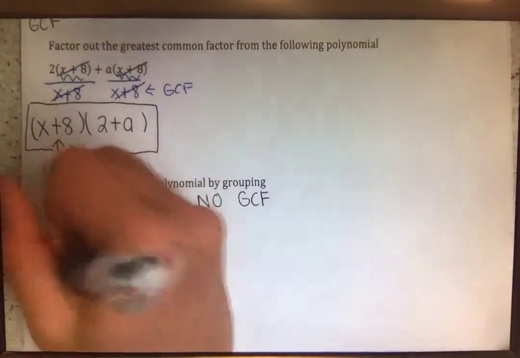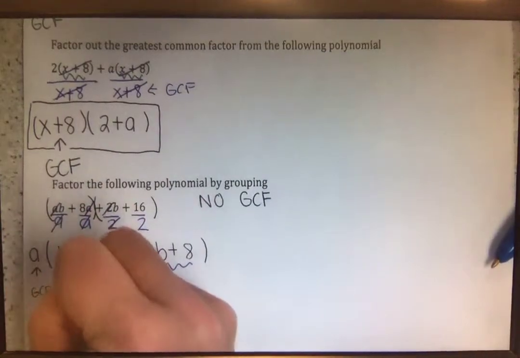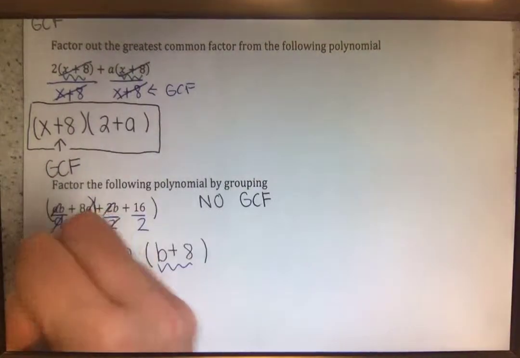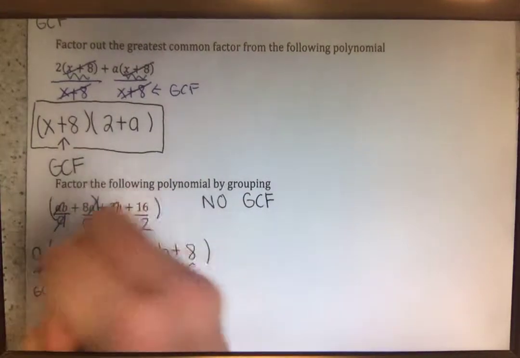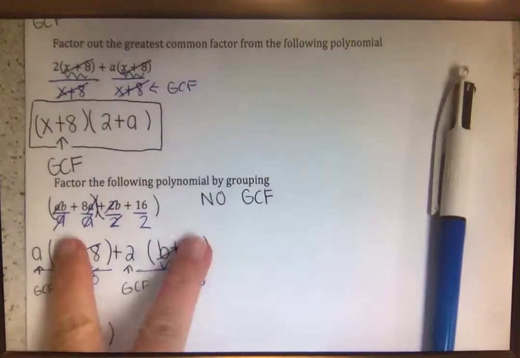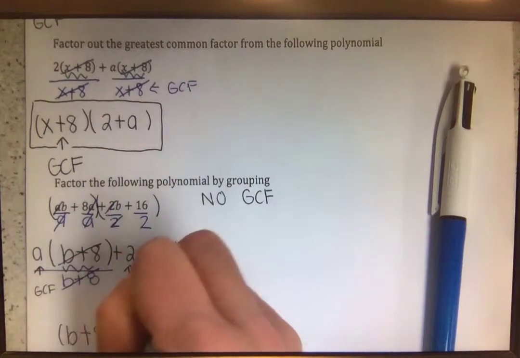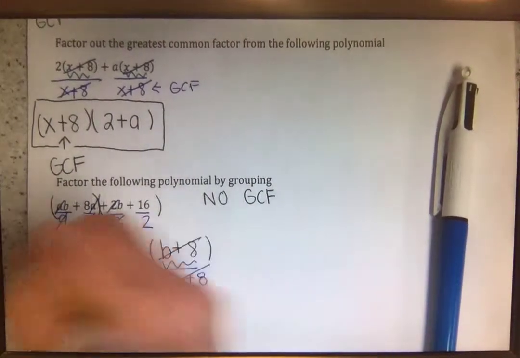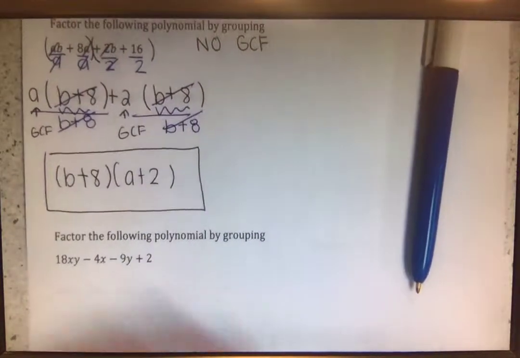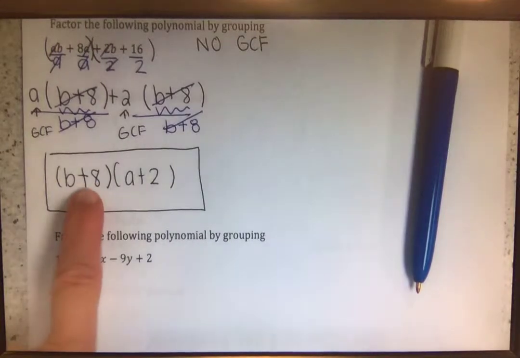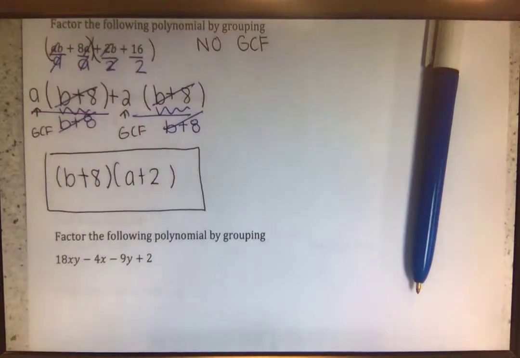So both terms have that b plus 8 in common. So that's going to be our GCF again. So taking out our b plus 8, we're going to divide out that b plus 8 from both terms. That way those cancel, we are left over with a plus 2. So we have b plus 8 times a plus 2. That's our final answer. We just factored by grouping. B plus 8 is a factor, a plus 2 is a factor. Multiply those two factors together, we'll get back to our original problem.